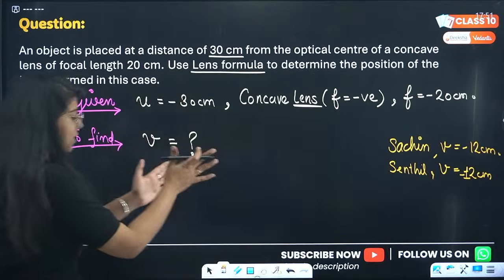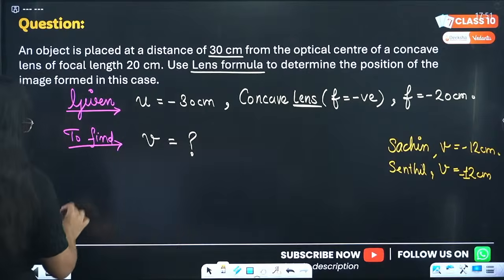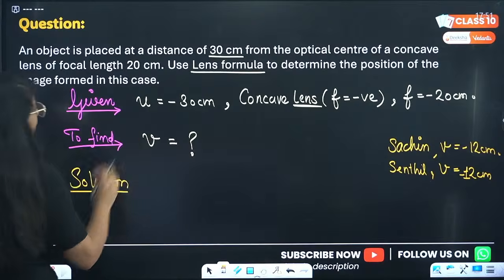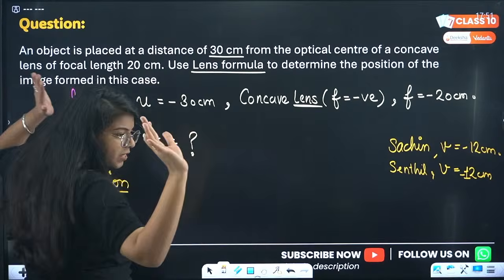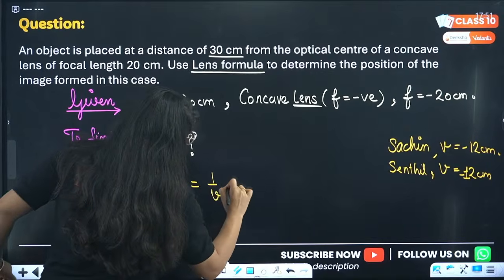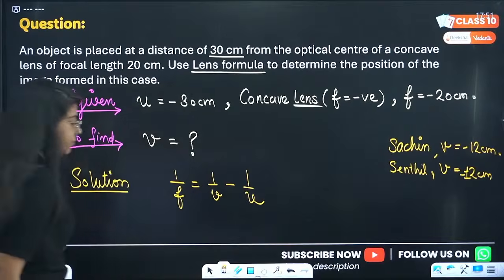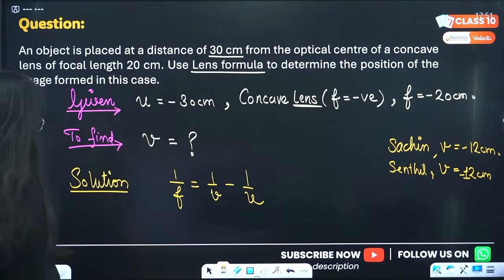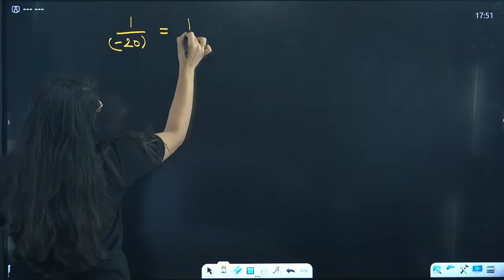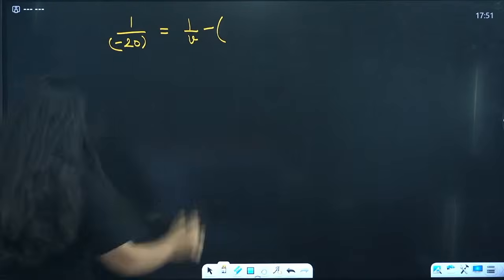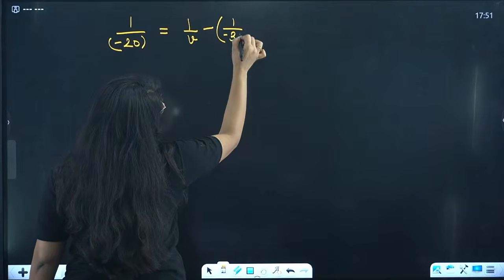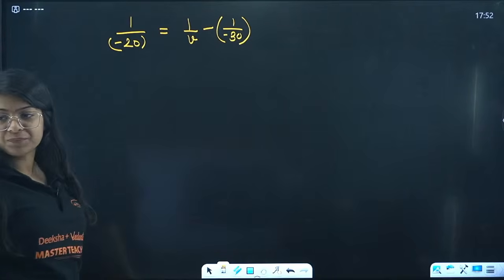Okay, great. Let's see how to solve this question. Now you just write the solution. They have given us that use the lens formula, so we will not go against them. We will say that 1 by focal length equals 1 by V minus 1 by U. Great. Now what is the focal length? Minus 20 centimeter. So 1 by minus 20 equals 1 by V minus 1 by U, and U is minus 30 centimeter. This is what is given, right?